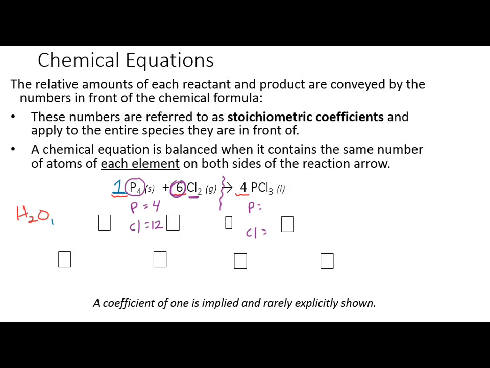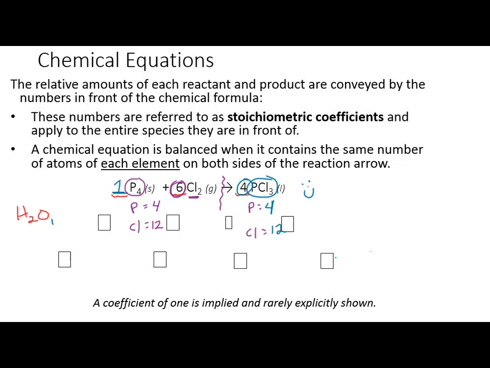Similarly, over here, I have 4 PCl3s. How many P's do I have? 4. Very good. How many individual chlorines do I have? 12. What do you think? I'm liking it. So they are balanced. Smiley faces all the way around.